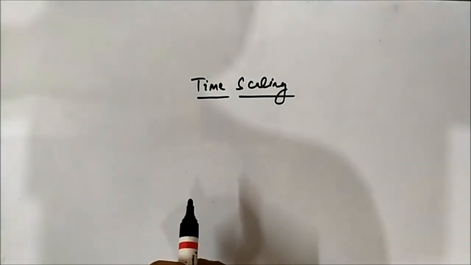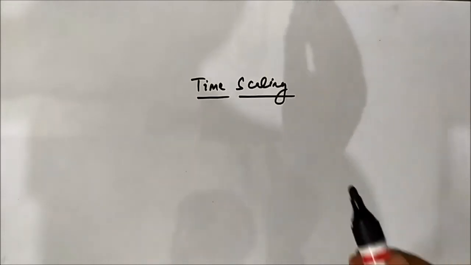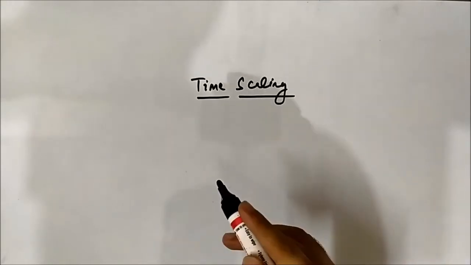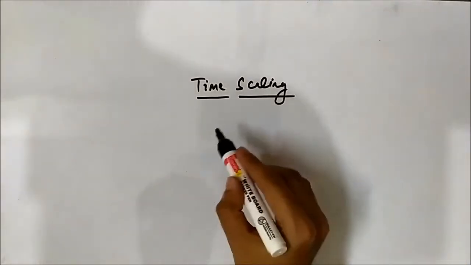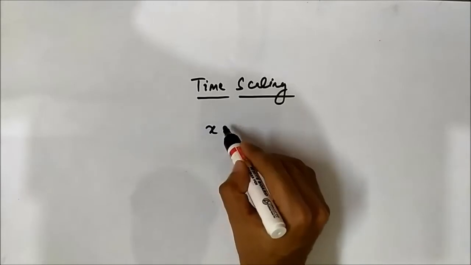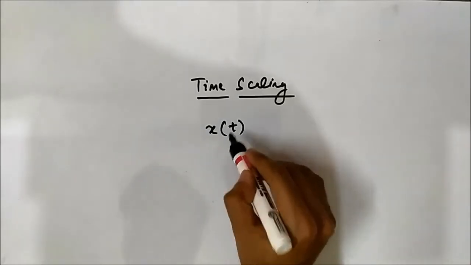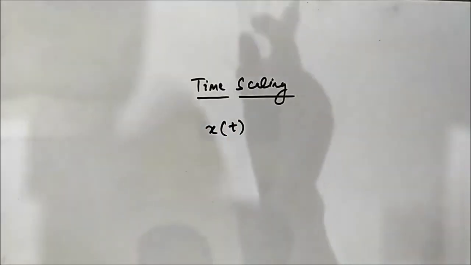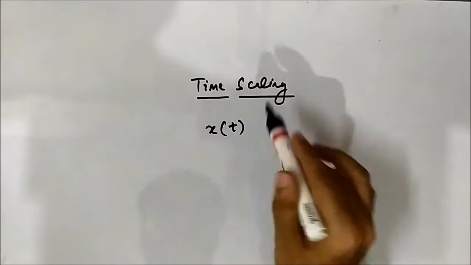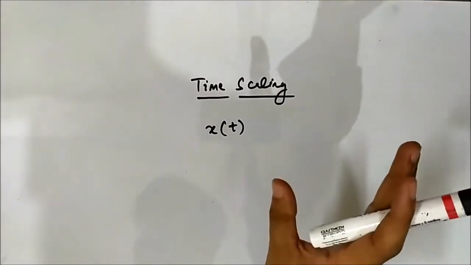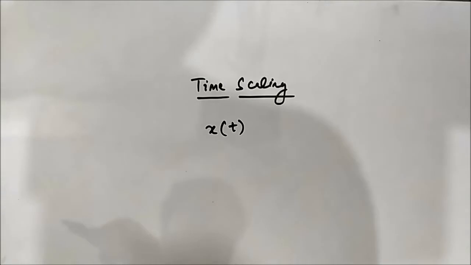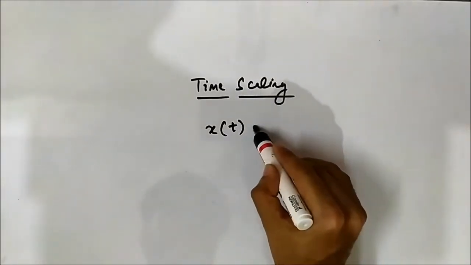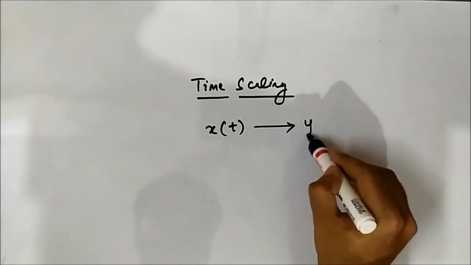Okay, so what will this time scaling operation do? Suppose we have a continuous time signal. First we'll discuss continuous time, then discrete time. So we have a continuous time reference signal x(t), and we have to perform time scaling on this signal to generate a time scaled signal y(t).